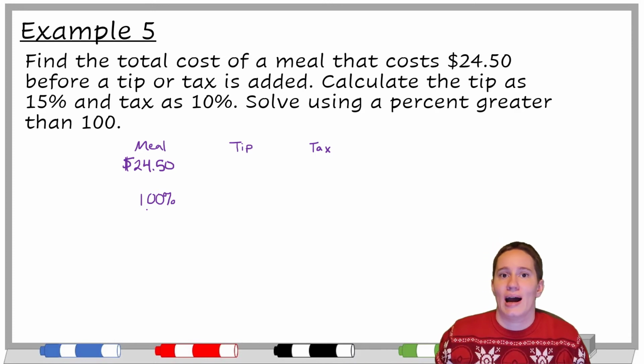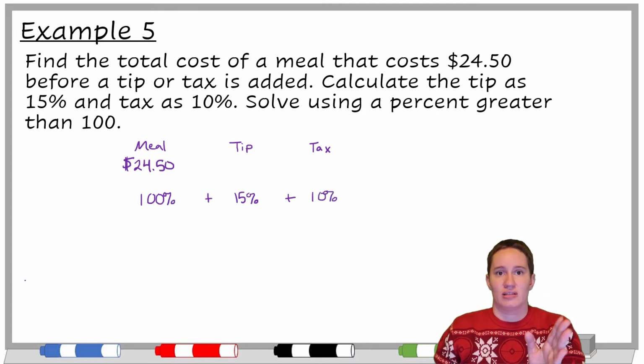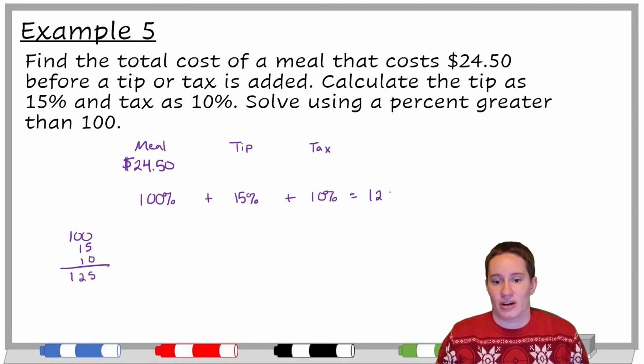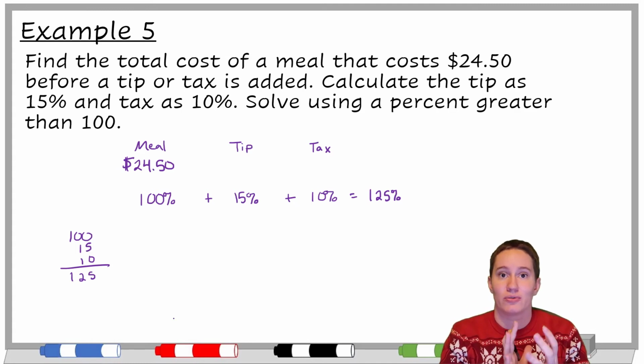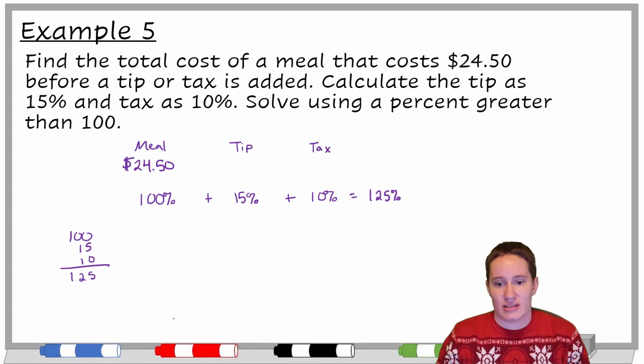And then we can say, well, what happens whenever I add to that a tip and a tax? The tip is 15%, and the tax is 10%. So what we can do here is we can say, well, if I have these different percents, I can add them together. We might have to go over to the side, right, to add these vertically, because that's a little easier. So we get 125%. So that's how much we're actually paying for the meal, that $24.50. We're going to pay 125% of that for our meal, tip, and tax.